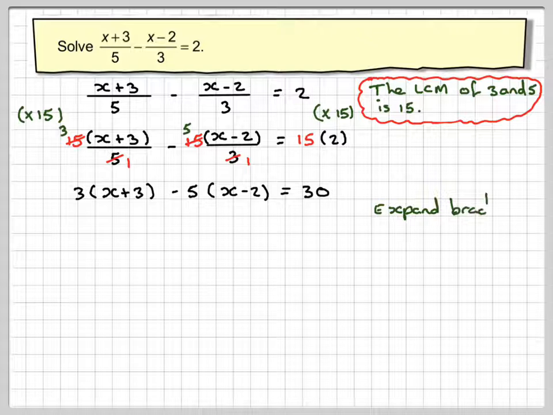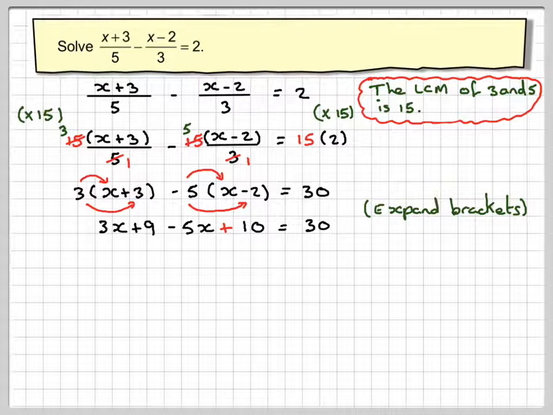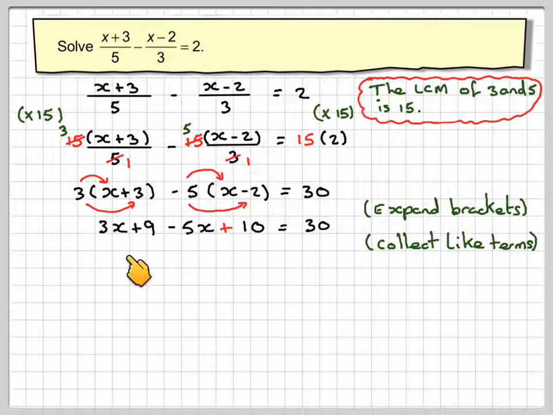Next step would be to expand the bracket, so 3 times x is 3x, 3 times 3 is 9, minus 5 times x is minus 5x, and then minus 5 times minus 2 gives plus 10, is equal to 30. Collect together the like terms, so 3x minus 5x gives me minus 2x, 9 plus 10 gives me 19, and then we get 30.